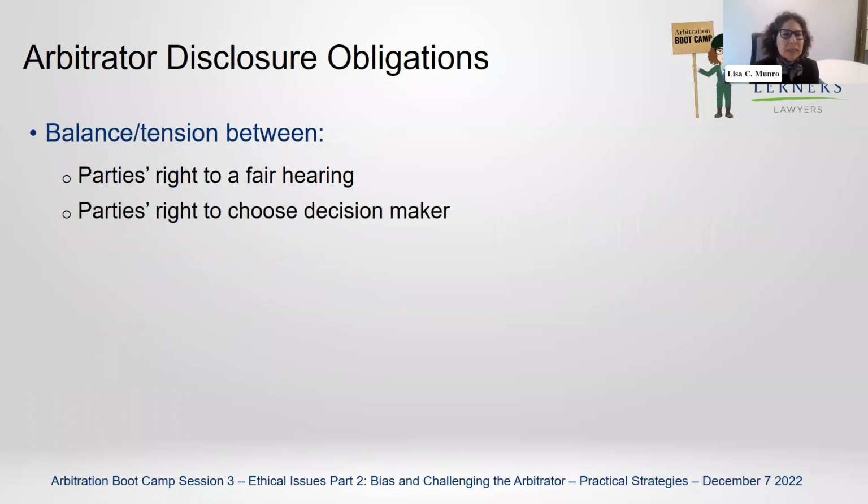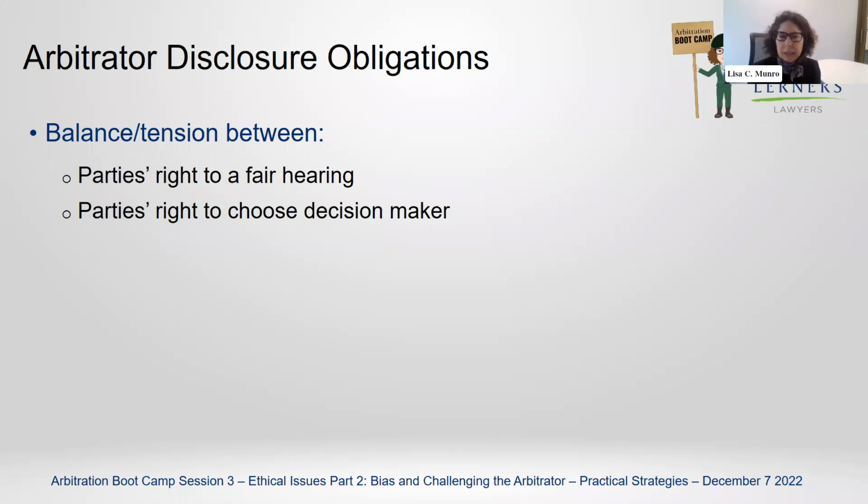So there's a tension, obviously, between parties' right to a fair hearing and the parties' right to choose a decision maker, which is the primary reason why parties choose arbitration. It's also important to appreciate that disclosure by the arbitrator is not a concession that there is a disqualifying conflict of interest or there is justification for a challenge to the arbitrator. And that's why the disclosure obligations are broader than the test for the challenge. But what it means is the general rule is, if you're in doubt, arbitrator, disclose.